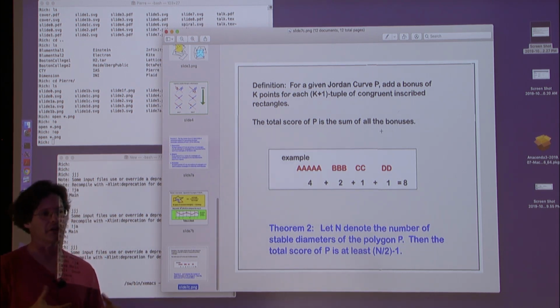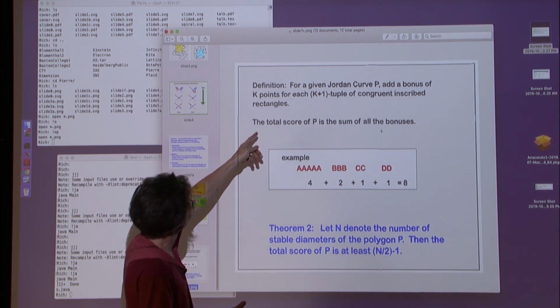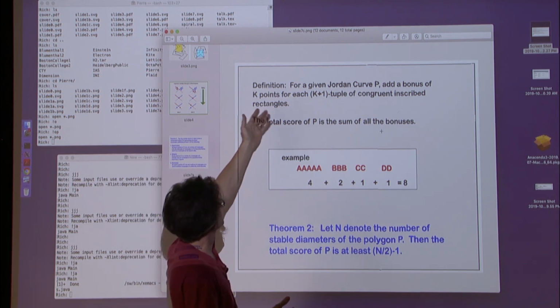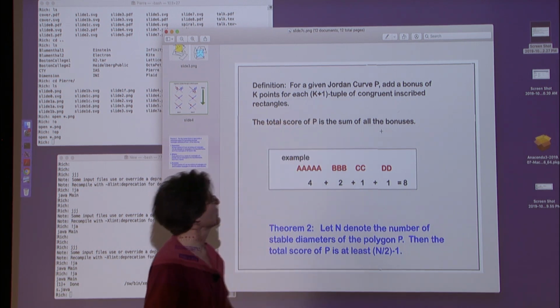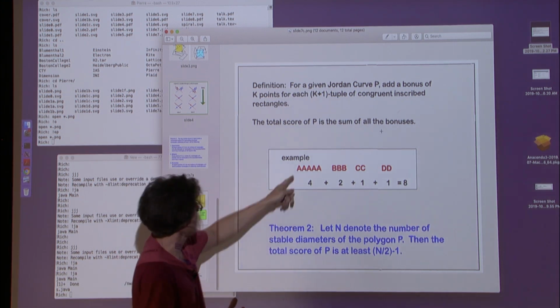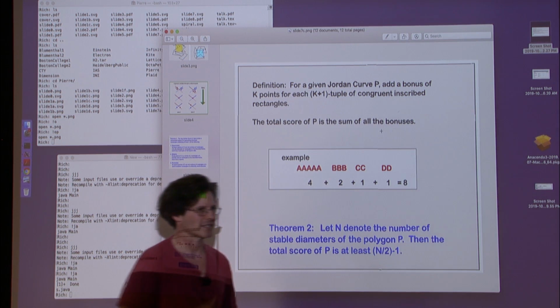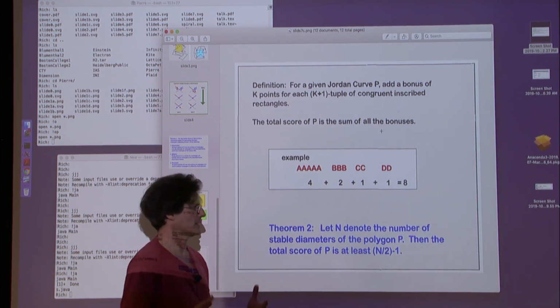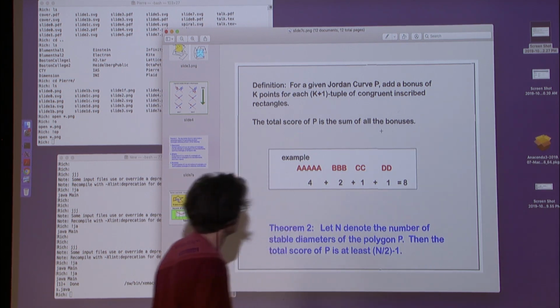this count is large. So the way I say it is, you're going to grade this thing, and if there's a k+1 tuple of congruent inscribed rectangles, then you get a score of k. So A would give you 4. And so this is, informally, the number of inscribed rectangles minus the number of isometry types. So if this is large, there's a lot of coincidences.